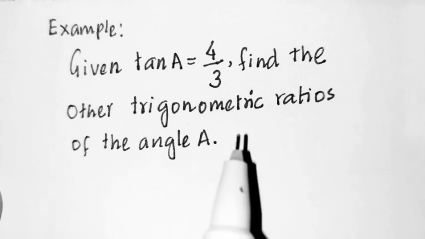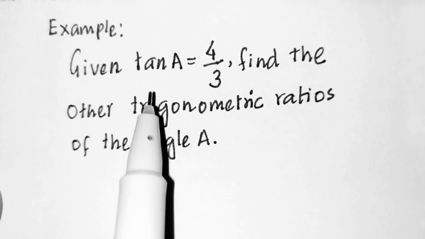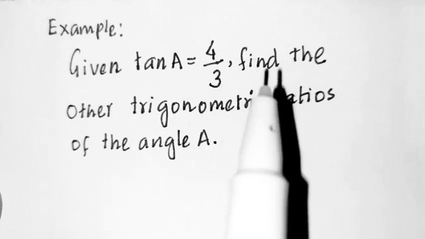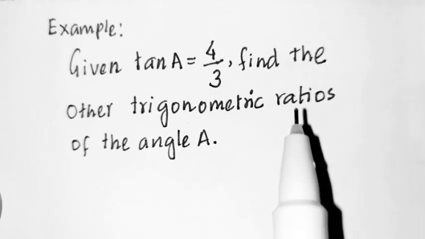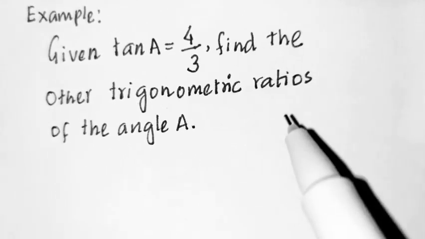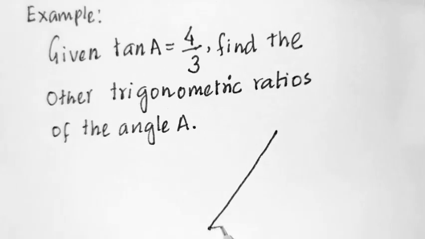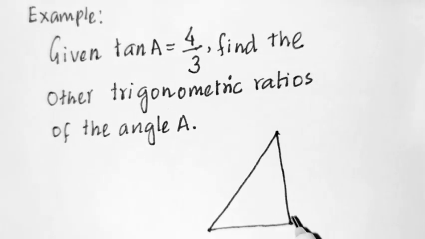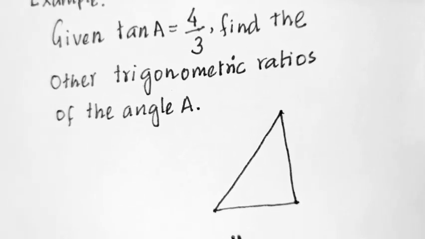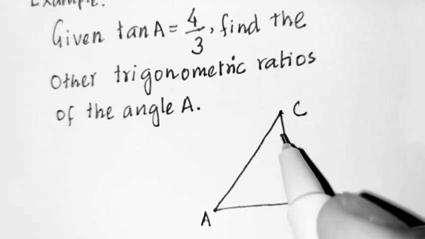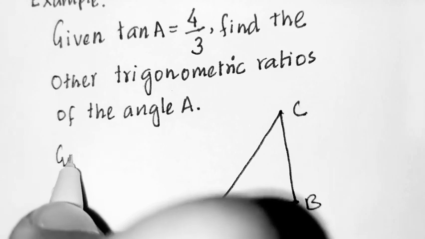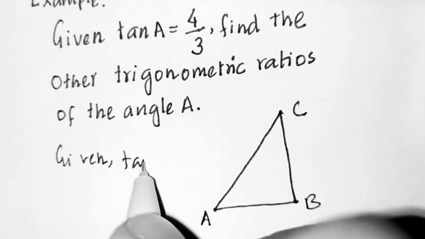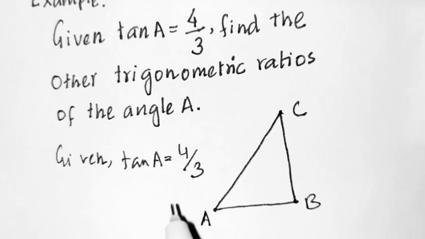Now to solve this particular problem, the first thing we require is a right angle triangle, because we can define trigonometric ratios only with a right angle triangle. So let me draw a right angle triangle here, and let me name this right angle triangle ABC. So A, B and C. Now here it says tan A is equal to 4 by 3. Let me write down here, given tan A equal to 4 by 3.